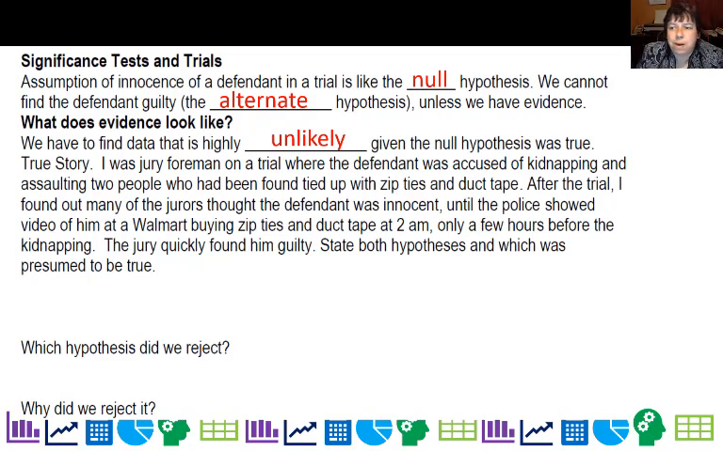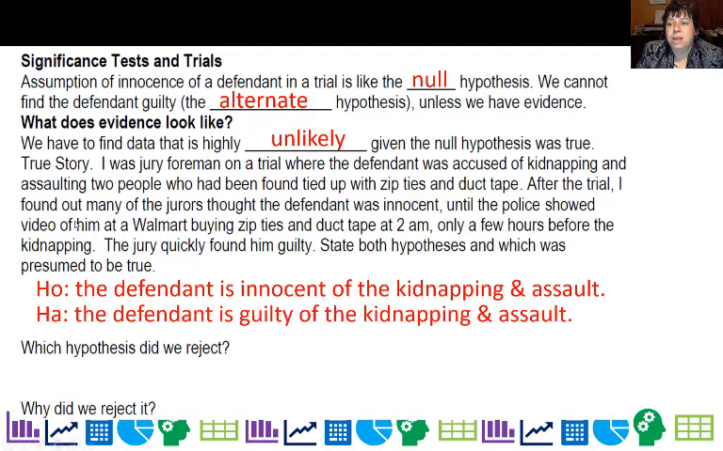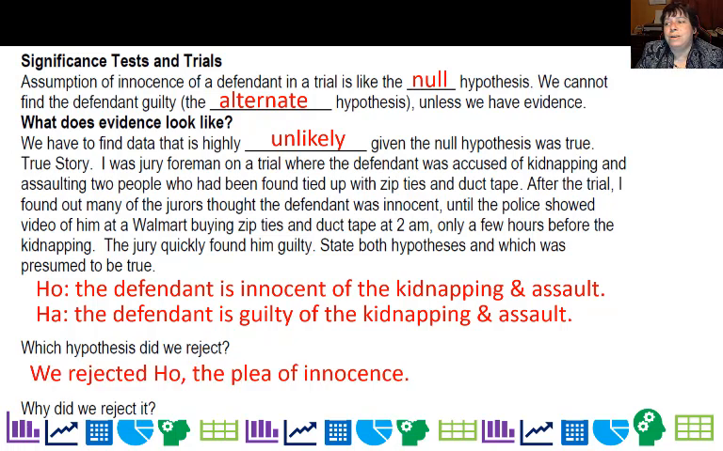So, what are both hypotheses? One is the defendant is innocent of the kidnapping and assault. The alternate is that he is guilty of the kidnapping and assault. So, which one did we reject? We rejected the plea of innocence. Why did we reject it?